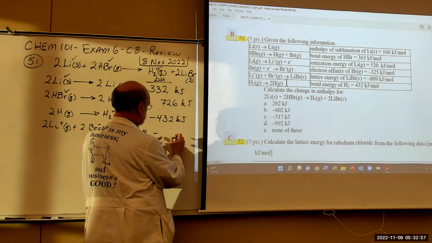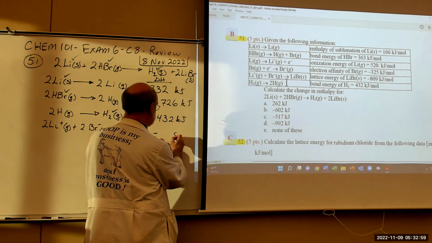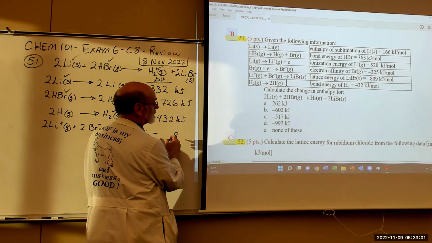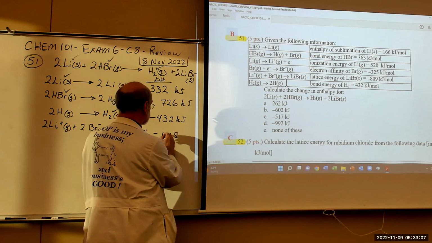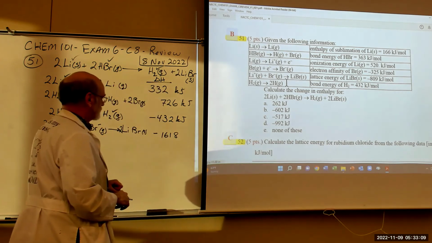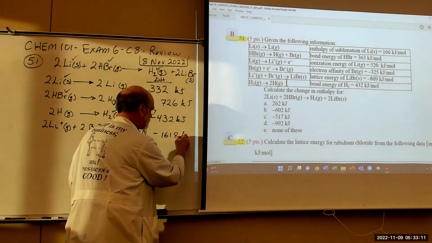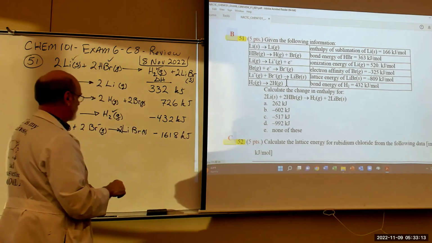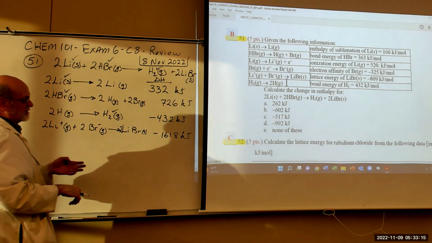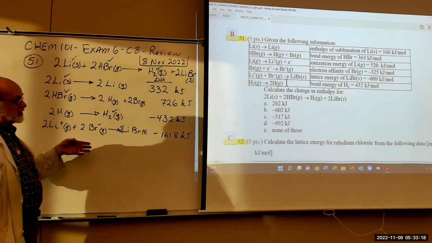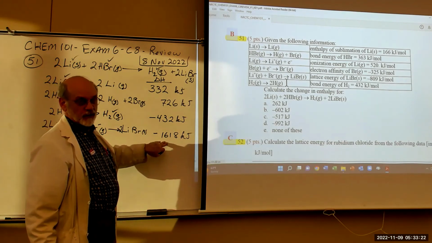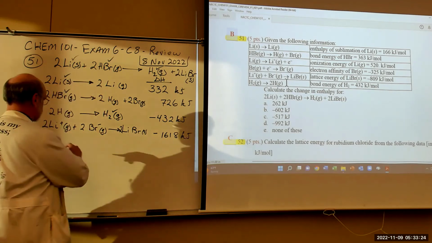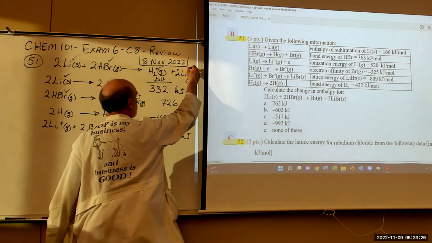We have minus 918. 2 times 9 is 18, 2 times 0, and then 1, and then 2 times that is 16. So 1618 kilojoules negative. Okay, that makes sense. I mean, lattice energy is huge, and that's a huge exothermic reaction. Okay, so we got this one and that one.